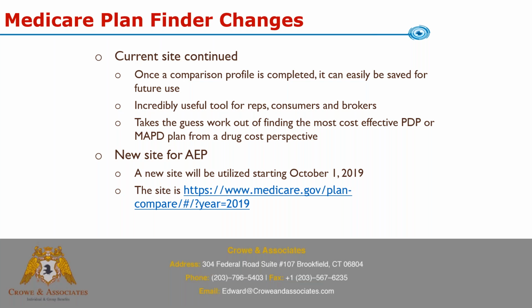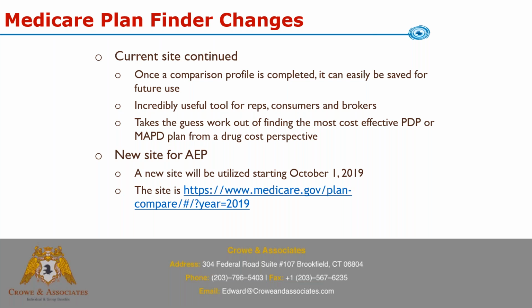But as a broker or rep, you know how it works, and so you can see what their total spend is going to be on a monthly basis. Obviously, it's a very useful tool for us. It takes all the guesswork out of finding the best PDP plan or MAPD from a drug cost standpoint. And the nice thing is, once you did this, you could create a profile, and then it could easily be saved for future use. In fact, my office has done that for years, where we've run the drug comparisons for people, created a profile, saved it, and then every year we can just update it with whatever new drugs they might have.